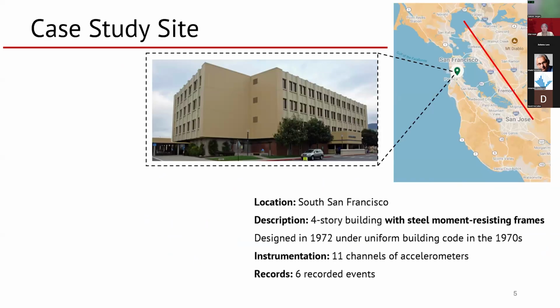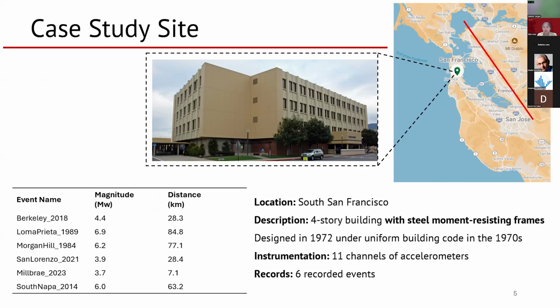So this is the site that we chose. It is in the region where we have SGMD ground motions available, in South San Francisco. It's a 4-story steel moment frame building. It has 11 channels of accelerometer, and it has 6 recorded events that we collected from the SEISMIP database.